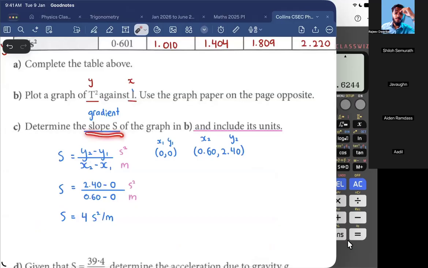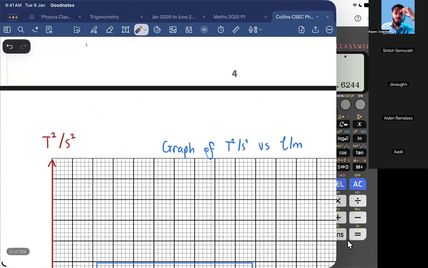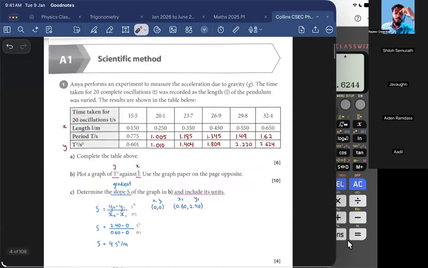What are they calling the gradient here? S. So you put S is equal to y2 minus y1 over x2 minus x1. And while you're at it, I want you to put down the units on the y and the x axes. What is the unit on the y axis? S squared. Right. So I'm going to say s squared on top, and then in the bottom, meters, because we're measuring length in meters on the x axis.